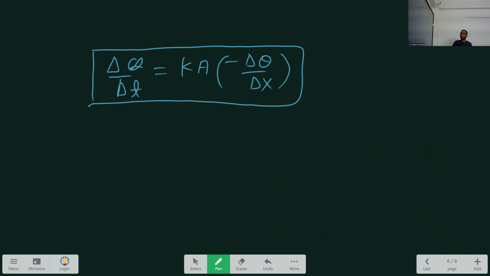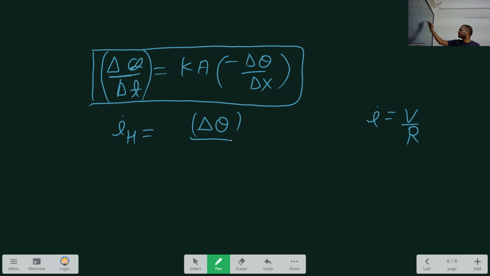Now there is another way to visualize this rate of heat flow. Just like current flows because of potential difference, electric current is potential difference divided by resistance. This can be visualized as heat current. Just like electric current is the rate of flow of charge, heat current is the rate of flow of heat. So this can be written as I H. Delta x is our change in x, that is length. So I H can be written as, suppose the magnitude of temperature difference is delta theta, upon delta x, which I am writing as L. Just like current was V by R.